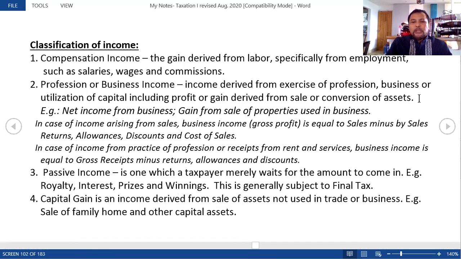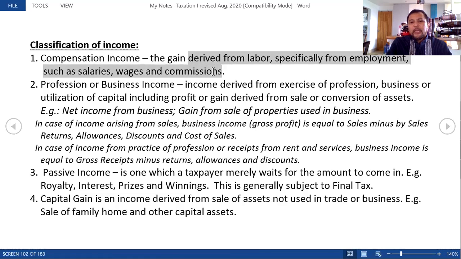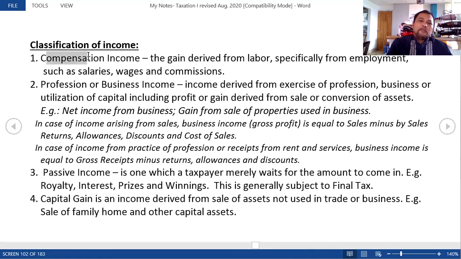First, compensation income. This is the gain derived by labor, specifically from employment, such as salaries, wages, and commissions. Now, if you work in a call center, receiving money, so the salary you receive there is compensation income. So compensation here is different from the set off, which is a mode of extinguishing obligation. This is the salary. It's a different term.